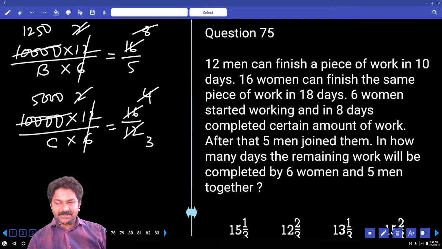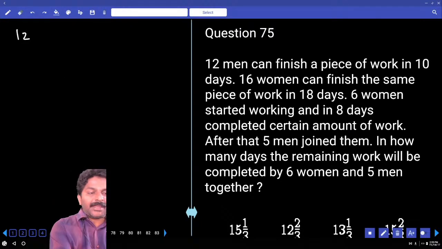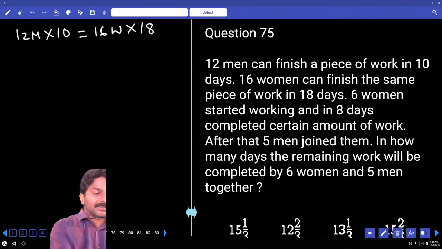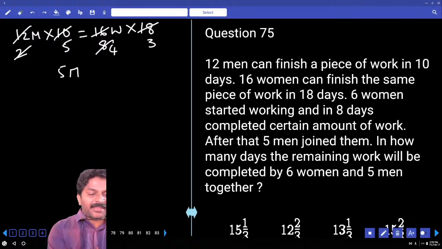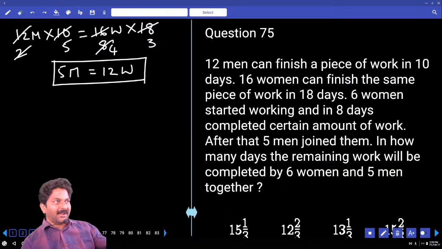12 men can finish a work in 10 days. 16 women can finish the same work in 18 days. 6 2 times, 6 3 times, 2 8 times, 2 5 times, 4 times. From this, 5 men efficiency is equal to 12 women efficiency. Okay, we got the relation between men and women.